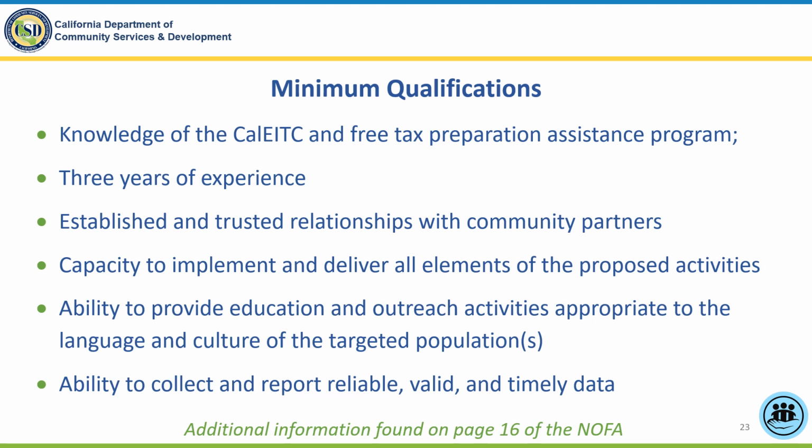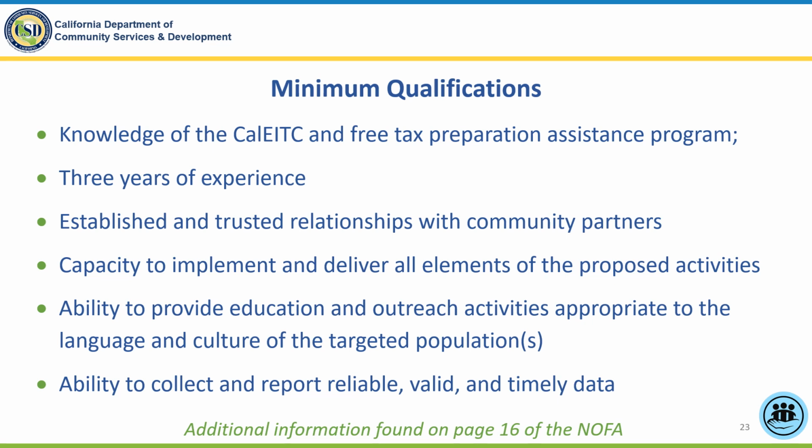Now let's review the minimum qualifications. To support CalEITC education and outreach activities, applicants must demonstrate knowledge of the CalEITC and free tax preparation assistance programs. Applicants must have 3 years of experience successfully providing, coordinating, and implementing education and outreach activities that serve low-income populations. However, your experience does not need to be in consecutive years or the most recent past 3 years. Additionally, CSD will allow the experience of staff and planned subcontractors to help organizations meet the 3-year minimum requirement.